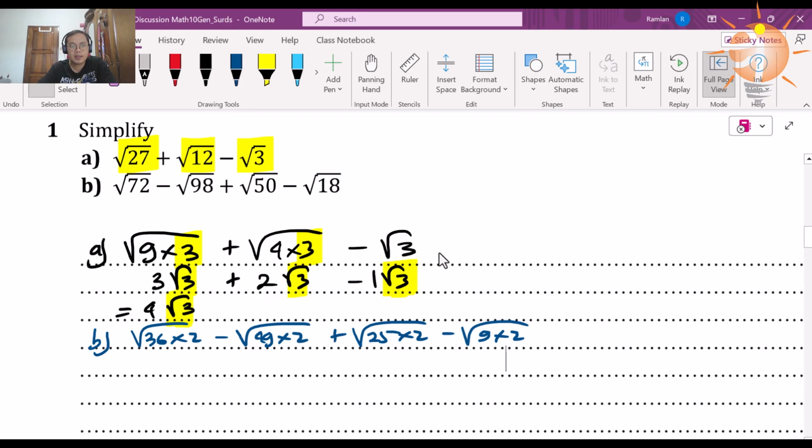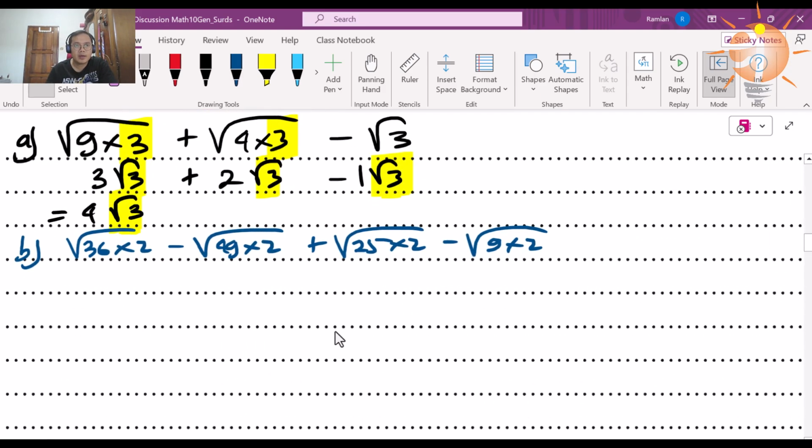So we can simplify it again, guys, like before. We know that the square root of 36 is 6, so this will become 6 square root of 2. So this becomes this. Again, that will be inside the square root, that's why it's outside the square root. And this becomes 7 square root of 2.